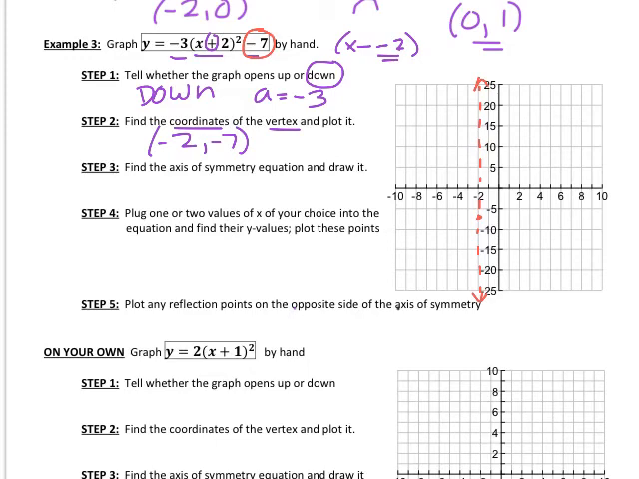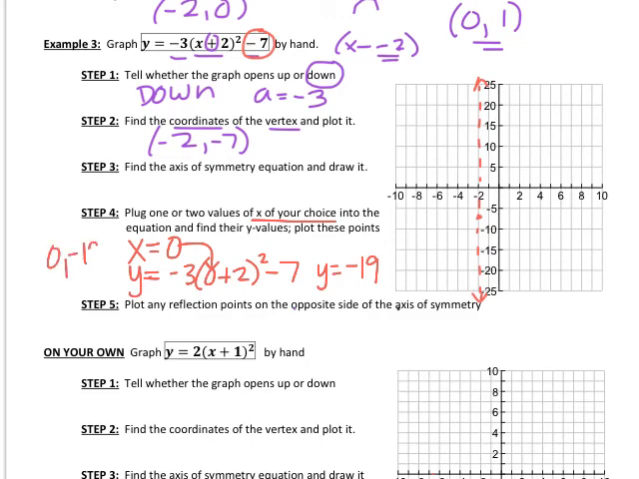Now it says plug in 1 or 2 values of x of your choice into the equation. I'm going to choose to plug in x is 0. And when x is 0, I can plug that right back in to find my y value. So -3 times 0 plus 2 squared minus 7. So I'm picking my own x, I'm plugging it into the function. And so in this case, my y value is going to be 2 squared is 4, times -3 is -12, minus 7, so that's going to be -19. So the point that I'm graphing is going to be 0, -19.